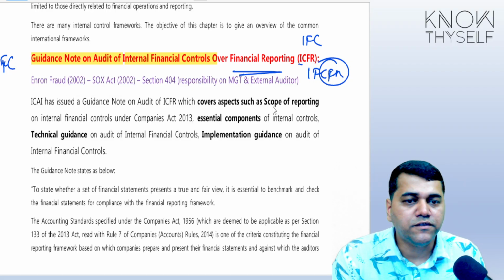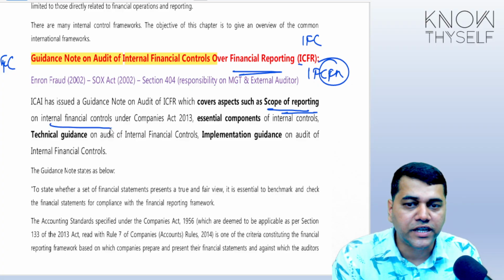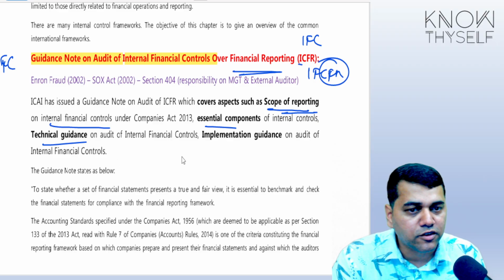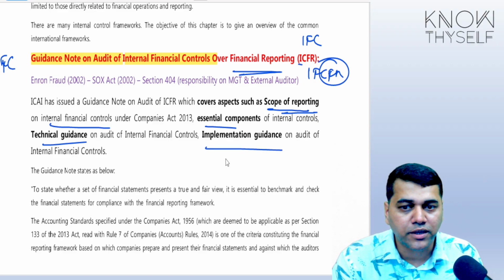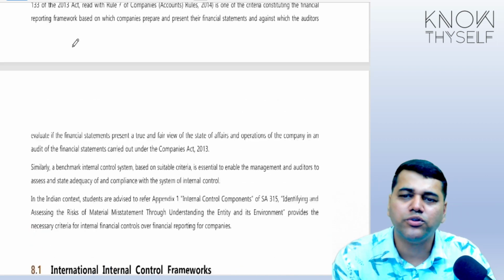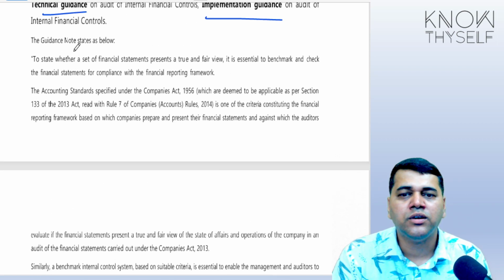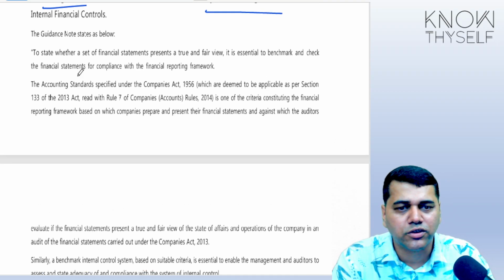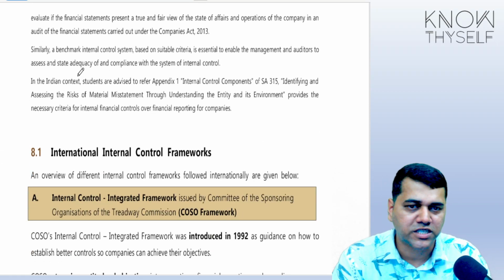So it covers the scope of reporting of internal financial controls under the Companies Act, and the essential components. Then technical guidance and implementation guidance also came, on how you need to do it. Okay, that's it. There is nothing much to go through. You can just read this. You can go through the guidance note content they have given. So we will not spend much time there.